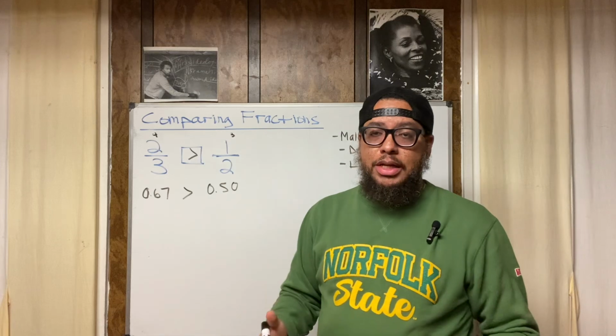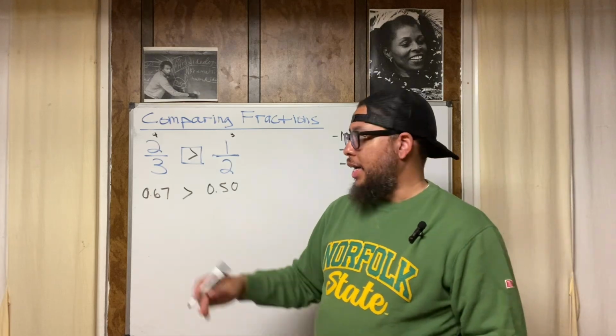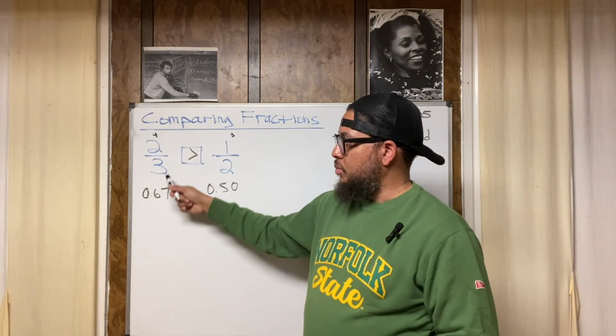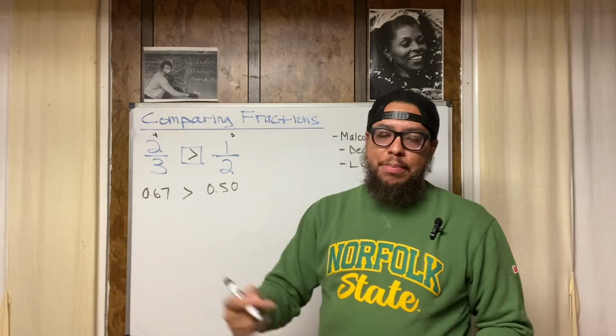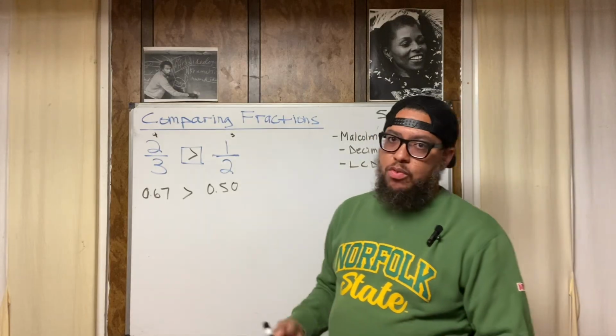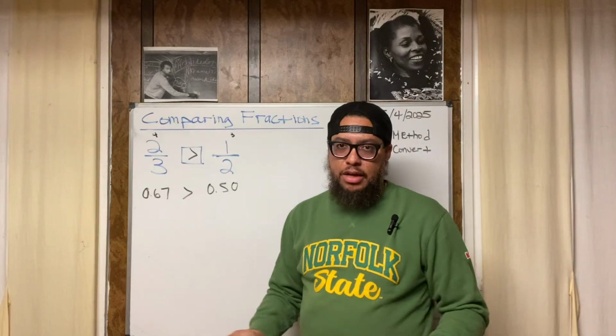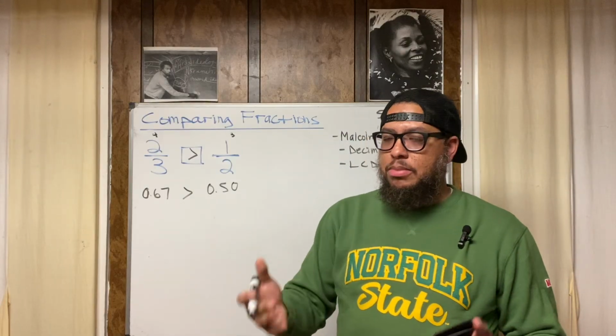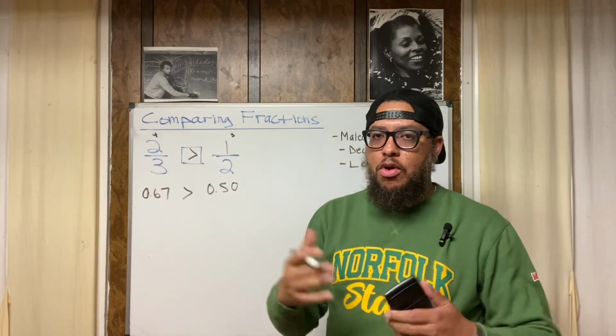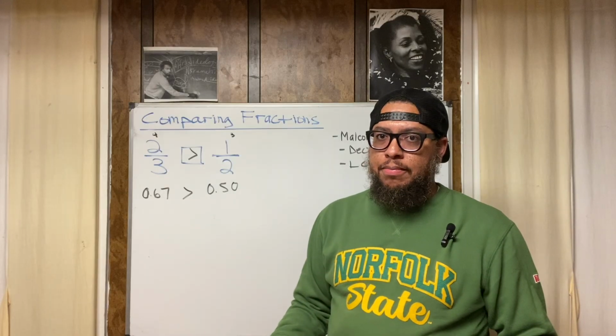But my point is that you should begin to memorize the equivalence between fractions and decimals, especially the more popular fractions like 2/3 and 1/2, 1/4, 1/5, 2/5, 3/5, 3/8, 2/8, 1/8. Some fractions you'll see over and over. They're more popular than others, right?